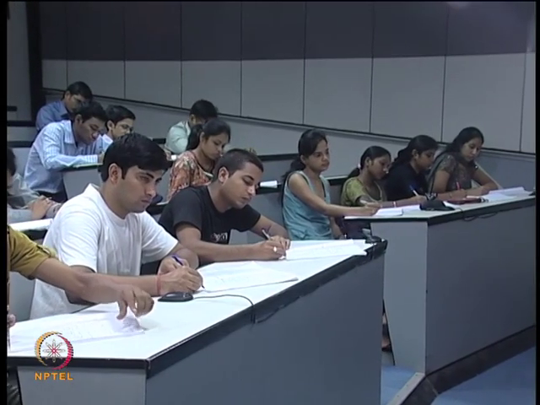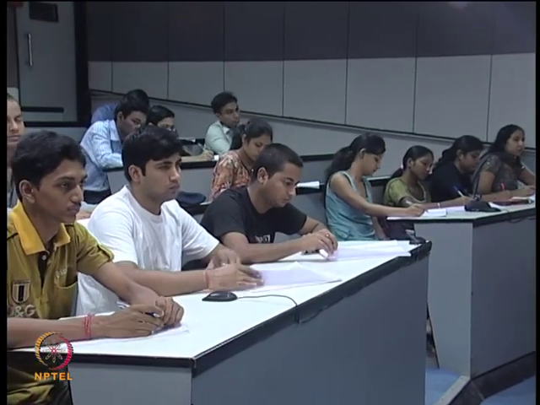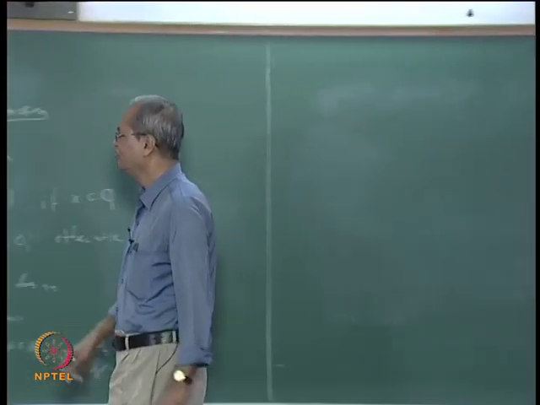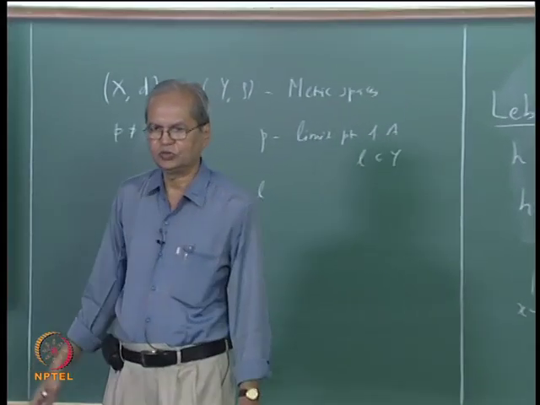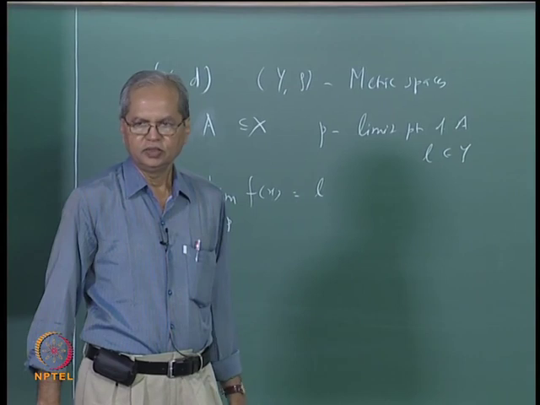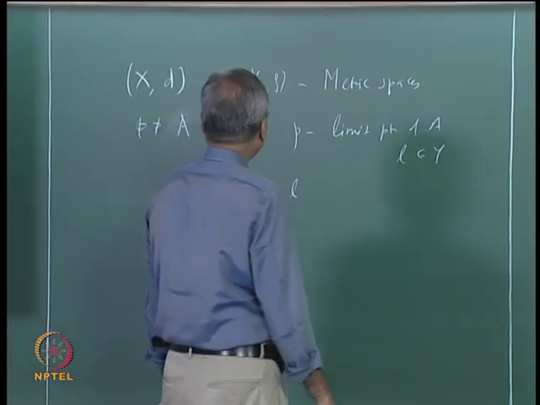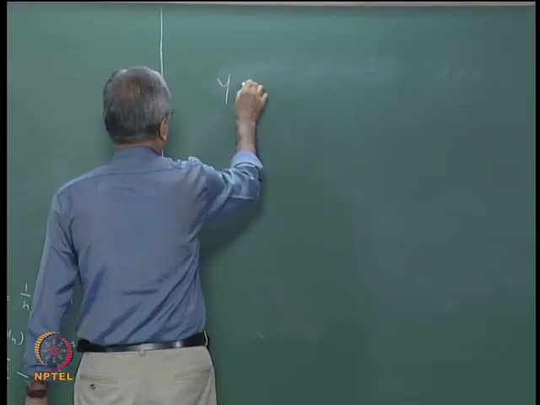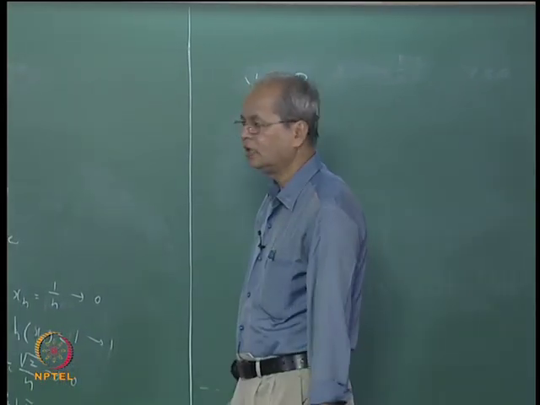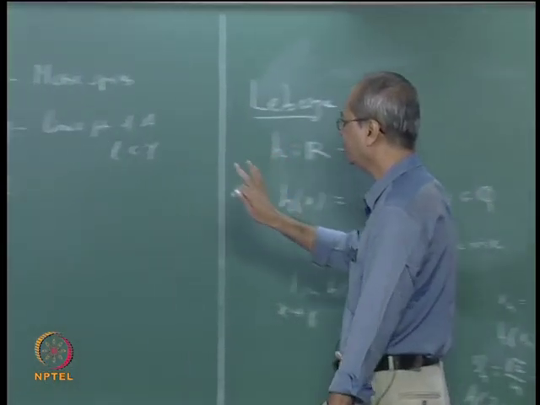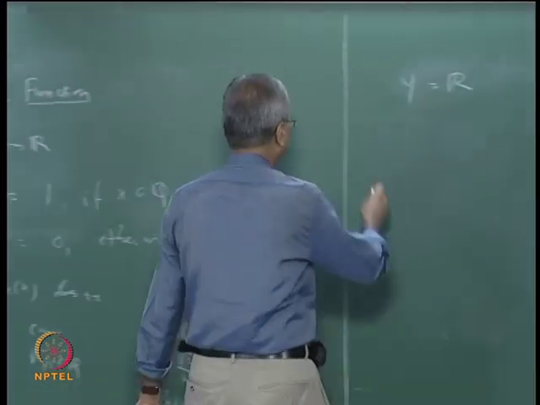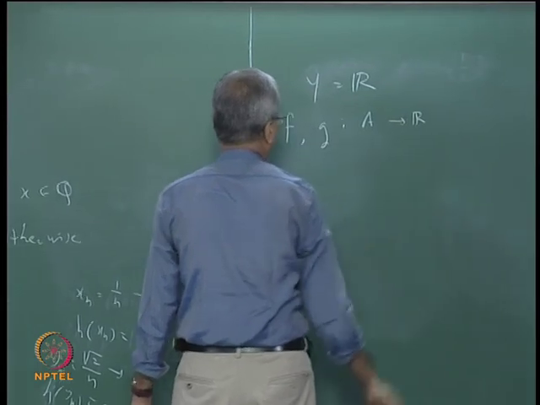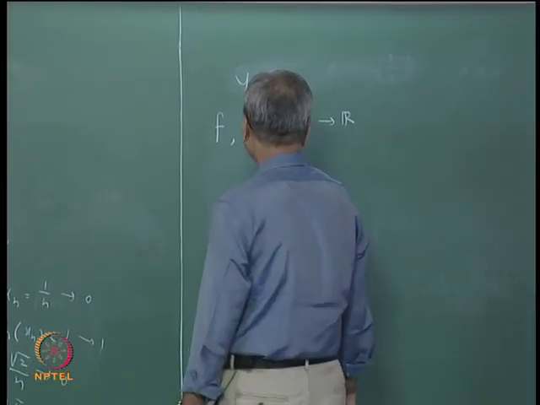Now let us see a few special types of functions and certain theorems about those functions. We will again use the corresponding theorems about the sequences, and we shall immediately get the conclusions for the theorems about the limits of functions. So to do that, we shall take this space Y as R, and all other things are the same. I am taking A as a subset of X, p as a limit point, and suppose we consider two functions f and g both from A to R.